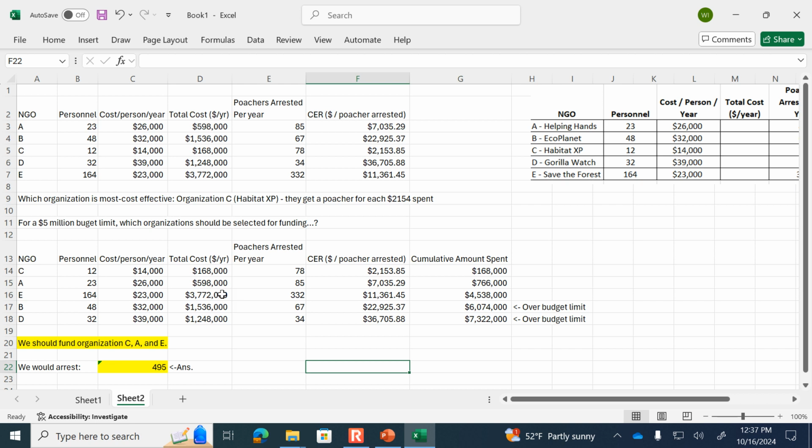So what if it was D, C, A, so we're at 2 million, and B, 3.5 million. So everyone except for E, the budget is 3.5 million, where the limit is 5. So that's acceptable. It's under the limit, but let's see how many poachers it would be.